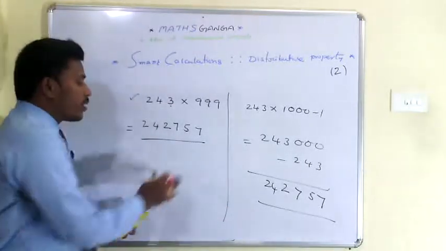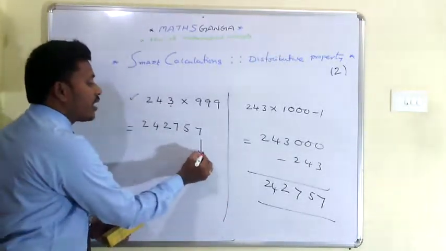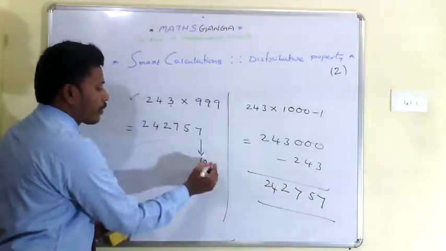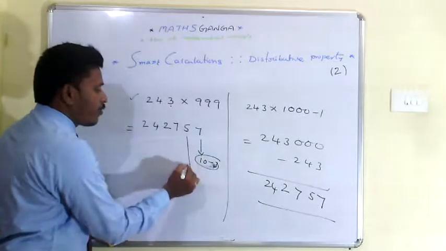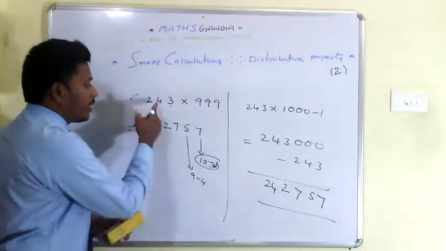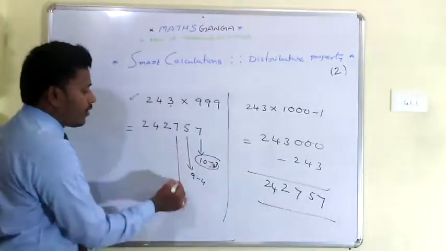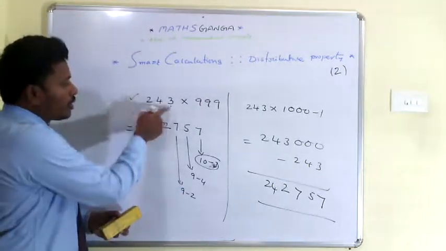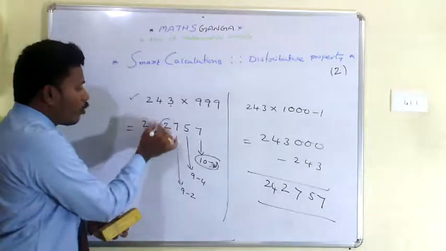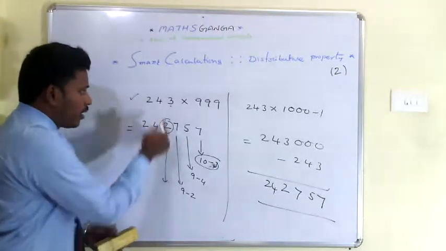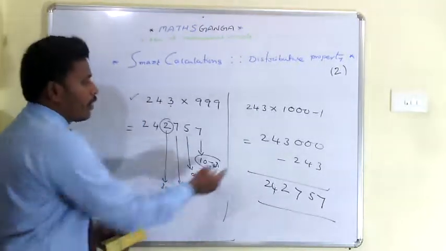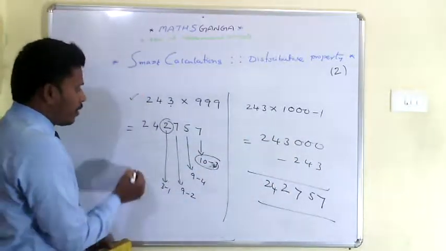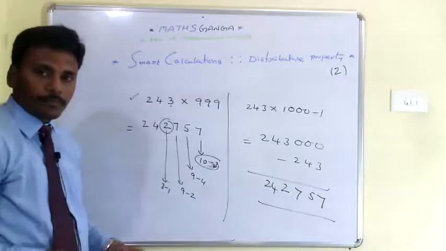What is the technique? Once again observe, this 7 is nothing but 10 minus the units digit 3. Then this 5 is nothing but 9 minus the second number 4. This 7 is nothing but 9 minus the third number 2. So 3 digits are over. Then the next digit is nothing but the units digit minus 1. Why? Because we borrowed one. So since it is 2, the remaining numbers are the same: 2, 4, 2, 4.